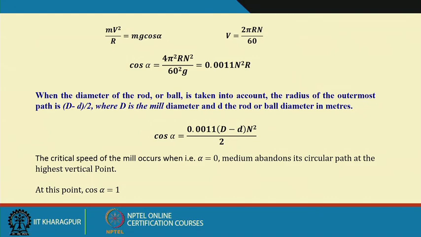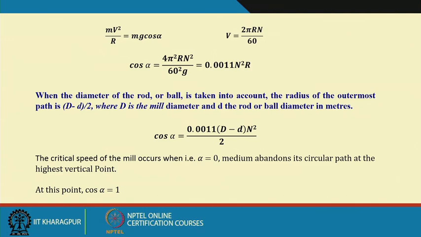This is through force balance we can derive: cos alpha is equal to 0.0011 (D minus d) n square divided by 2, where capital D is the diameter of the mill and small d is the diameter of the ball or the grinding media, and n is the rpm at which it is rotated.